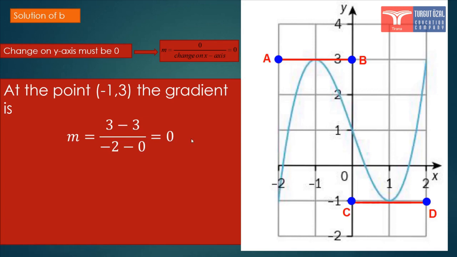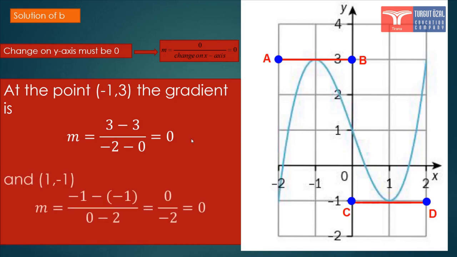Again, with the same logic, we can draw another horizontal line at x equal to 1, at the point (1, -1). So we see that if you take any 2 points around the point (1, -1), we can take the points C and D. The coordinates of point C are (0, -1), and the coordinates of point D are (2, -1). If we do the ratio, y2 minus y1 over x2 minus x1, we see that it will be 0 over -2, equal to 0.